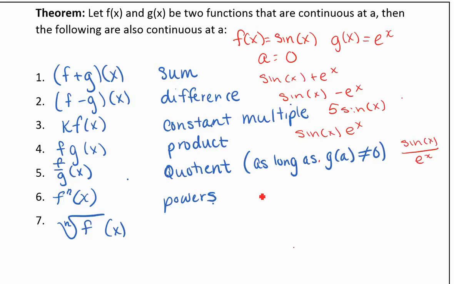We could take powers, so for example, sine squared of x would still be continuous at 0. And then we could take roots, so for example, we could take the cube root of e to the x, and that would still be continuous. So what you should kind of get from this is, in the video before we talked about all the functions that you've learned about before being continuous on their domains, and this is saying you can create even more continuous functions by combining those functions.